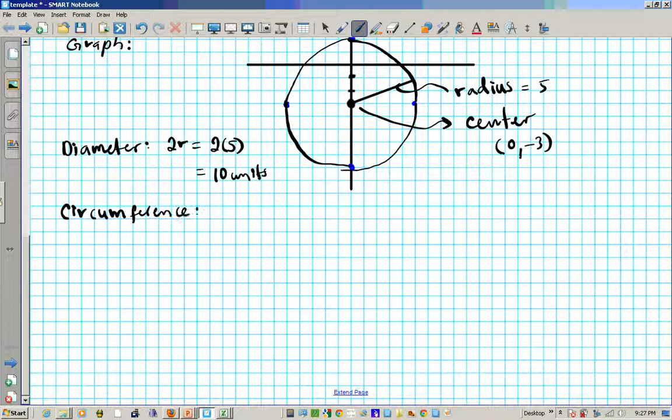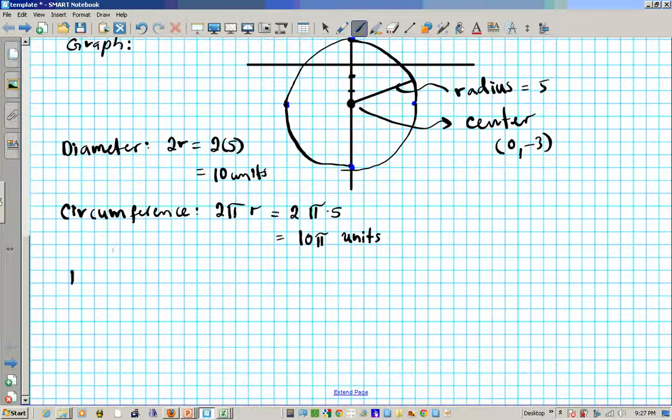The formula for circumference of a circle is 2 pi r. We know that r is 5, so it's going to be 2 times pi times 5. Okay, let me write that. So your circumference is 2 times pi times 5. Alright, so your circumference is simply going to be 10 pi units.